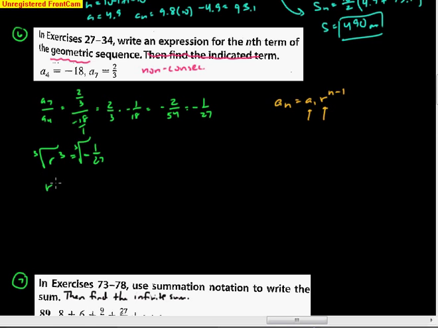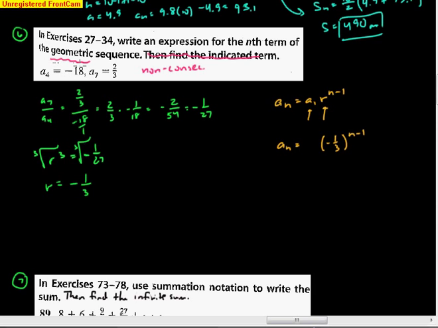So r simplifies to negative 1 over, and the cube root of 27 is 3. So I have r. If I'm looking to plug into my formula, a sub n equals, I have r, negative 1/3. And now I'm looking for a sub 1. To find a sub 1, I do something very similar to what I did above for the arithmetic.